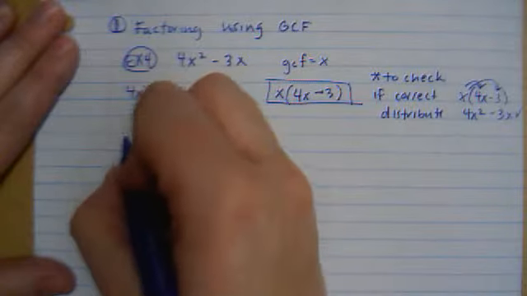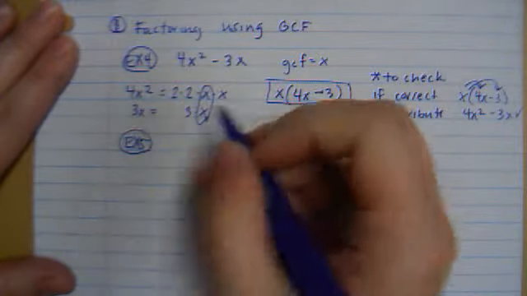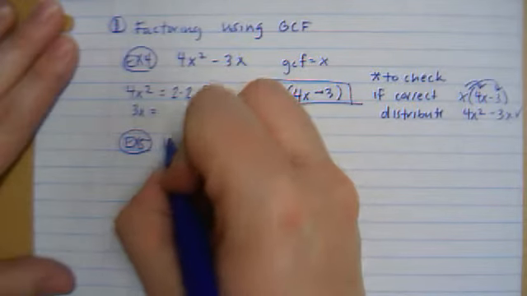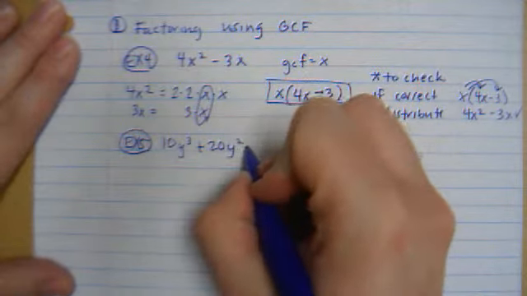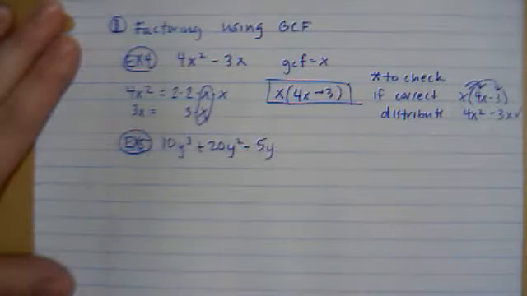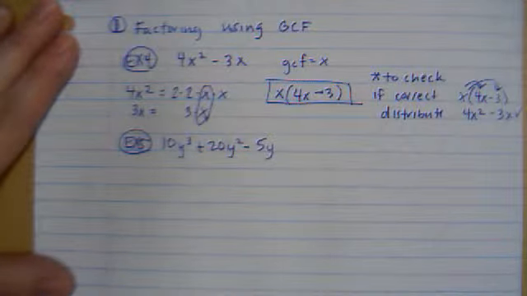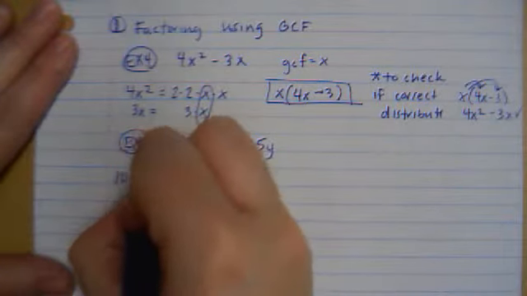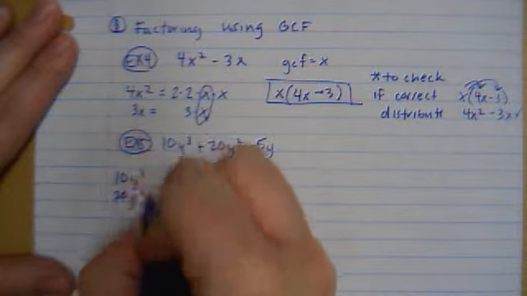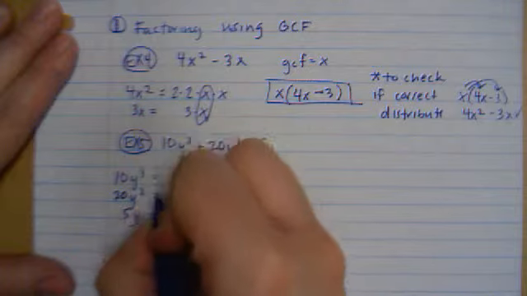Alright, let's look at another example. If I have 10y cubed plus 20y squared minus 5y, this time I have 3 terms that I'm looking at. I'm going to write them all down separately. So 10y cubed, 20y squared, and 5y.